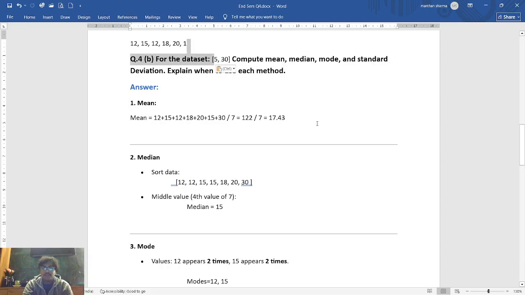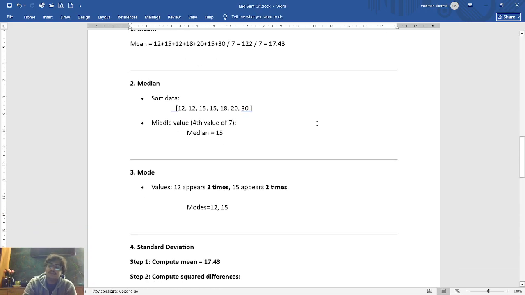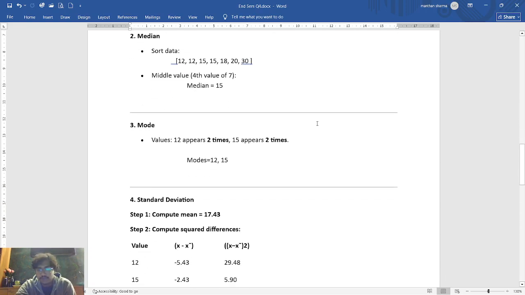So the mean will be 17.43, and then the median is the middle value after sorting. The sorted list is 12, 12, 15, 15, 18, 20, 30. The middle number is the fourth value, so it is 15. The mode is the number that appears the most, so 12 and 15 appear twice, so the data set has two modes, 12 and 15.